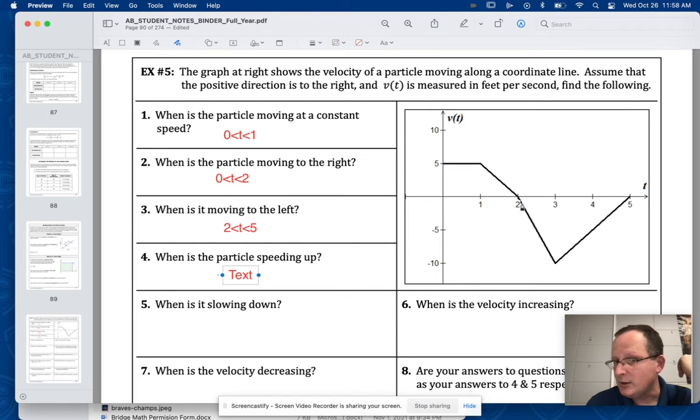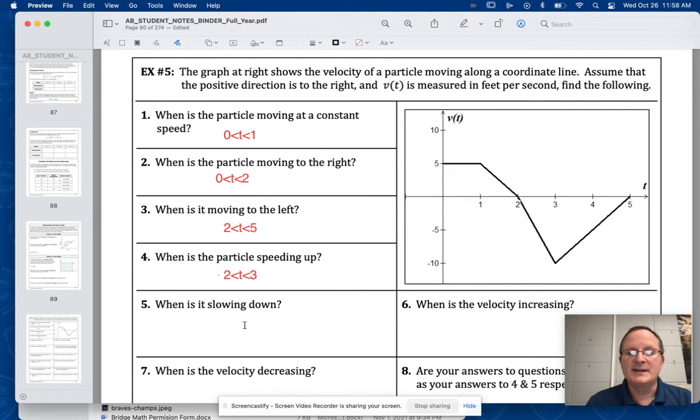But down here, I have a negative velocity and a negative slope. Remember, the slope of this is going to be the acceleration. So from 2 to 3, I have negative velocity because it's below the x-axis, and that velocity is decreasing. So this thing is speeding up, being pushed to the left. So we're going to say from 2 to 3.